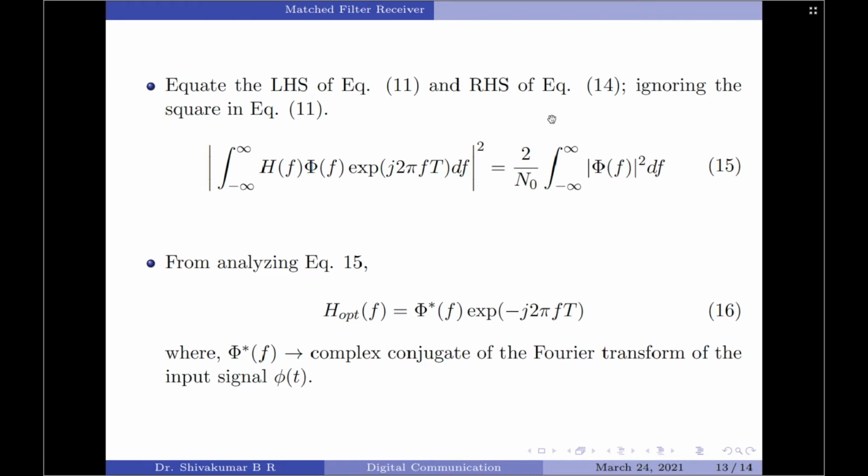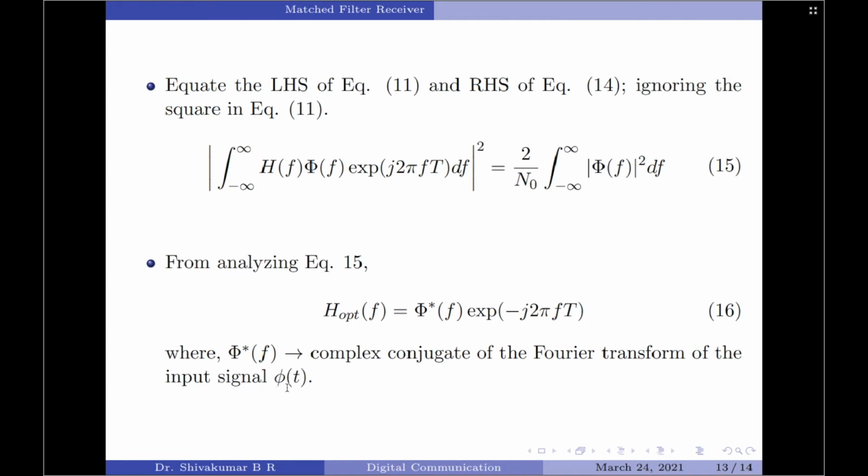From analyzing equation 15, we find that except for a scaling factor which is equal to 2 by N0, the optimum value of the transfer function, which should be replacing the H of f term in equation 15 LHS here, is defined as H optimum of f equals phi star of f into exponential of minus j2 pi fT, where phi star of f is the complex conjugate of the Fourier transform of the input signal phi of t.